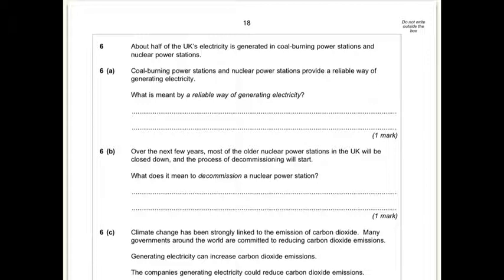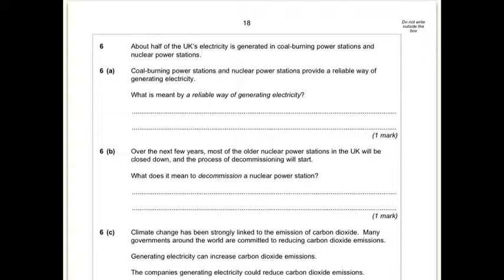Over the next few years, most of the older nuclear power stations in the UK will be closed down, and the process of decommissioning will start. What is meant by decommission? Well, it's not just knocking them down or shutting them down. It's that you have to dismantle and remove all the radioactive waste and material that's left behind. So the reactor will still be radioactive, will still be dangerous, and that has to be taken apart and stored. So it's the dismantling and removal of radioactive waste materials.